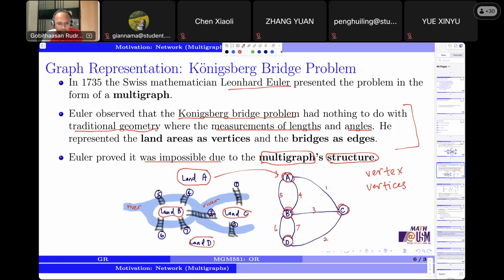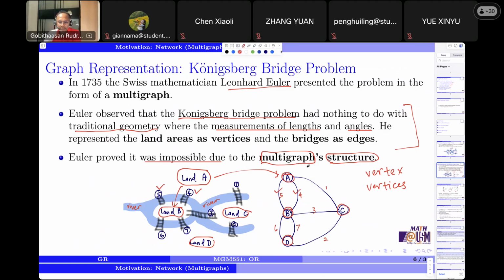And now the bridges represent edges. Okay, let's look at land A and land B. Land A and land B are connected by bridge number 5 and bridge number 4. So this is bridge number 5 represented by one edge or a line. Bridge number 4 is represented with another line connecting A to B.